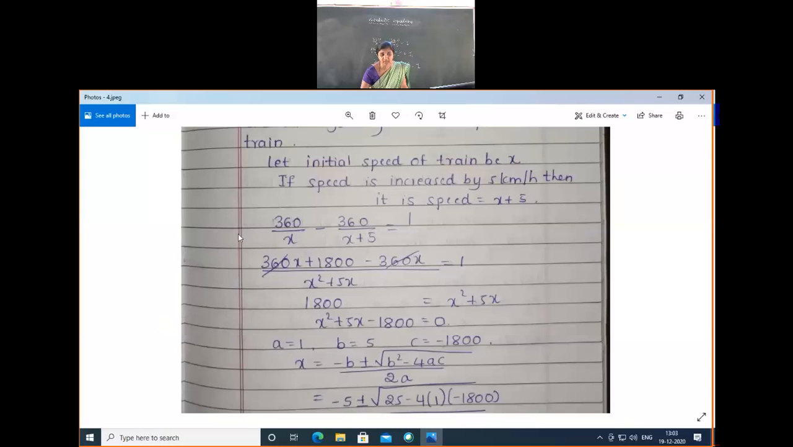Here we have applied time is equal to distance divided by speed. This is distance divided by speed. When the speed is increased by 5 kilometers per hour, the time taken is 1 hour less. So the difference between these two times is equal to 1 hour. Got the idea? Got the idea of this problem, students? Do you have any confusion regarding this?